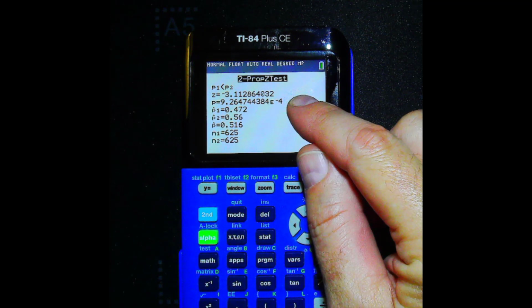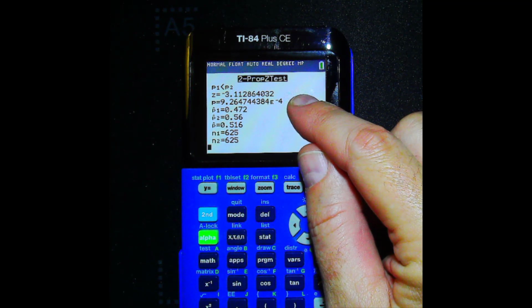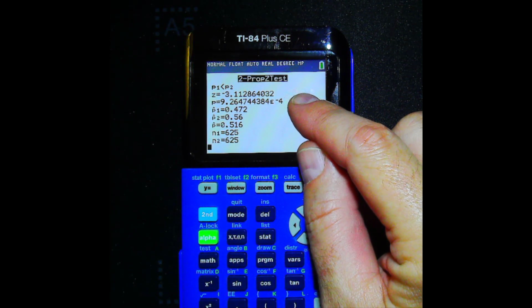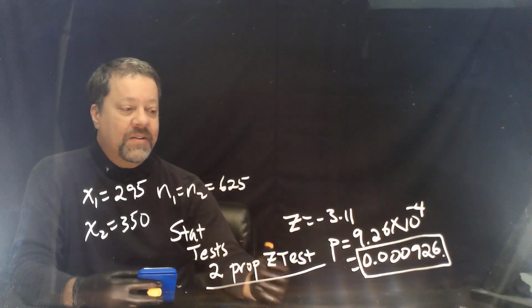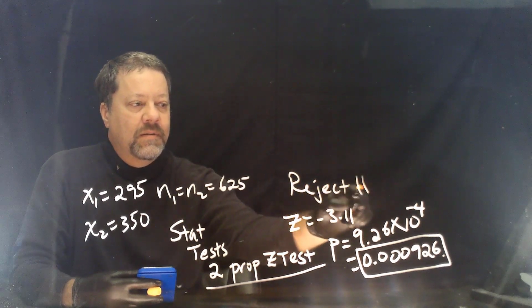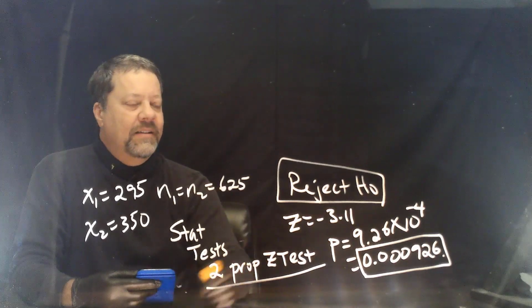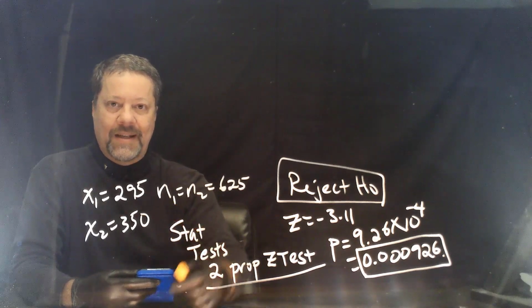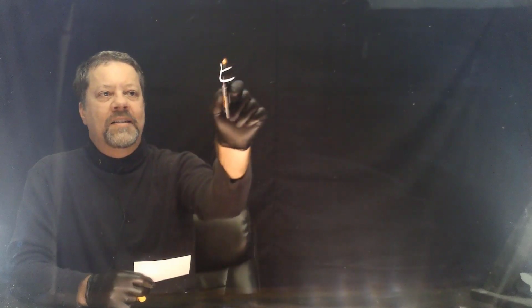Check out this p-value, 9.26 times 10 to the negative 4. That's a really tiny number, 0.000926. That's certainly less than 1%, and therefore we reject the null hypothesis. We have statistically significant evidence to show that the proportion from sample 1 is less than the proportion from sample 2.